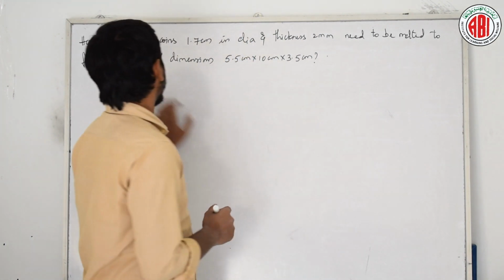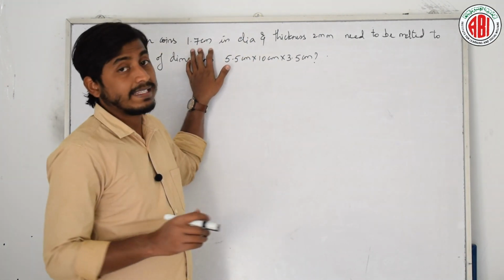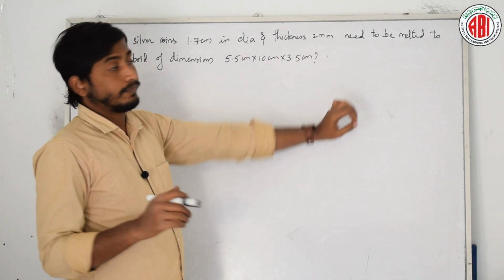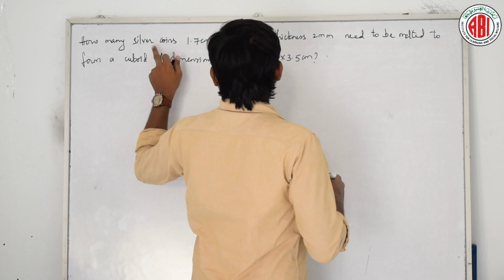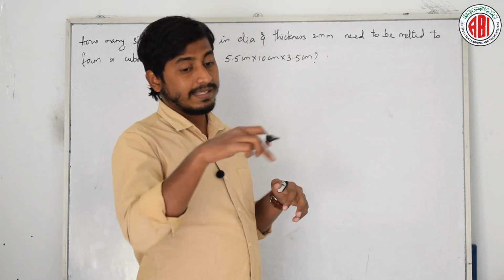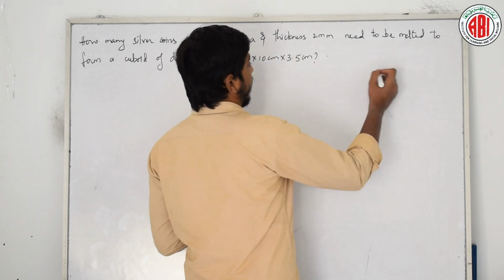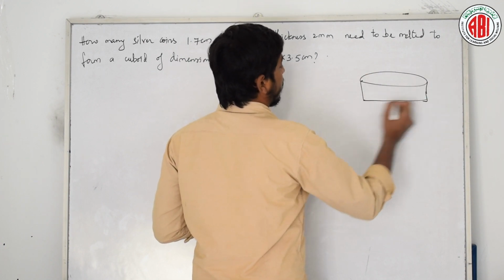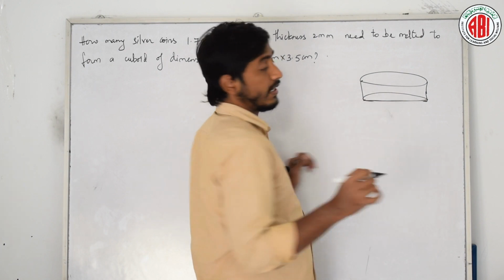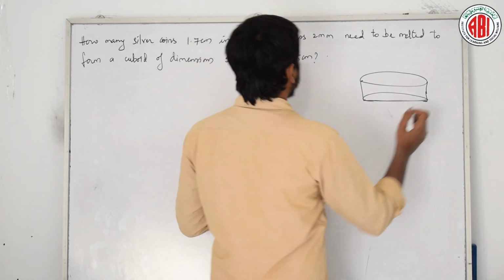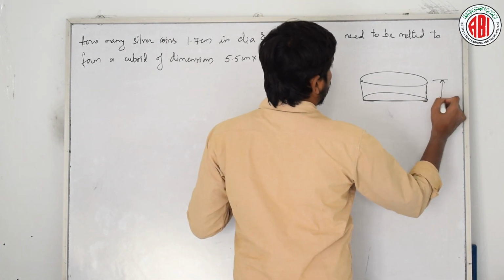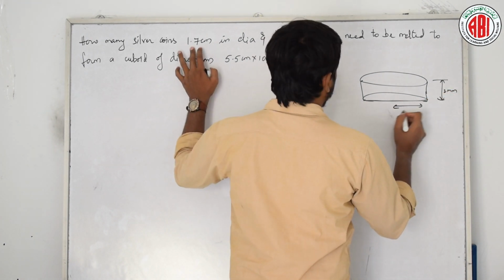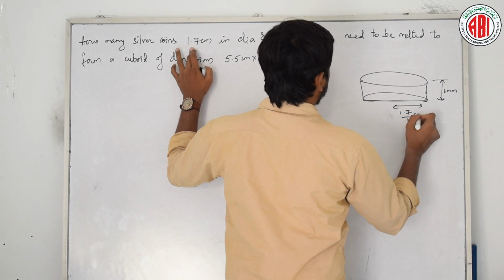He is asking how many silver coins 1.7 centimeter in diameter and thickness 2 mm. See here, a silver coin. What is the shape of a silver coin? That is a cylinder. Don't forget it. It's very thin, but it's fine. We have to consider it as a cylinder. The height is 2 mm and the radius is 1.7/2 centimeter.